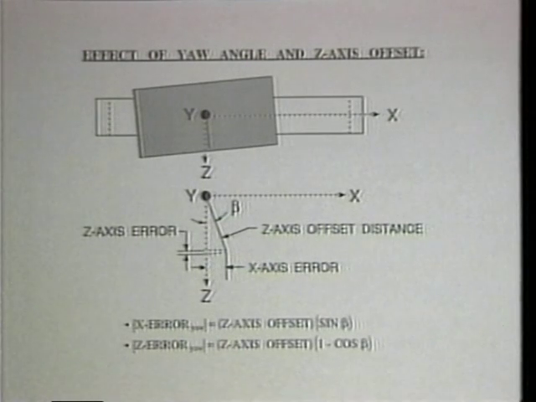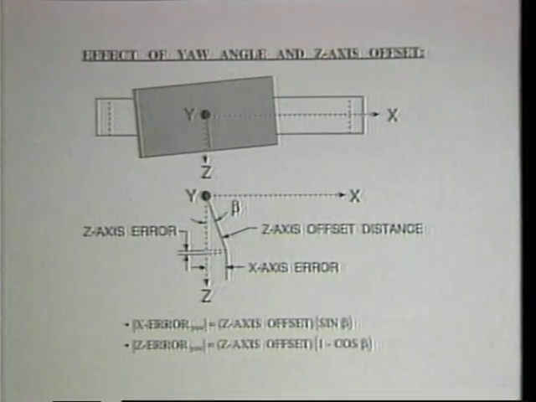The yaw positioning error has an x-axis component whose magnitude is equal to the product of the offset distance and the sine of the yaw angle, and a usually negligible z-axis component of magnitude equal to the offset distance times the quantity 1 minus the cosine of the yaw angle.